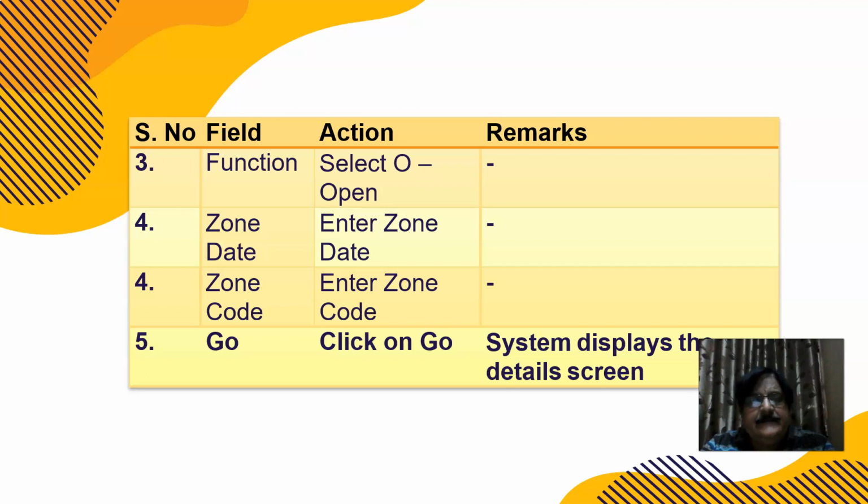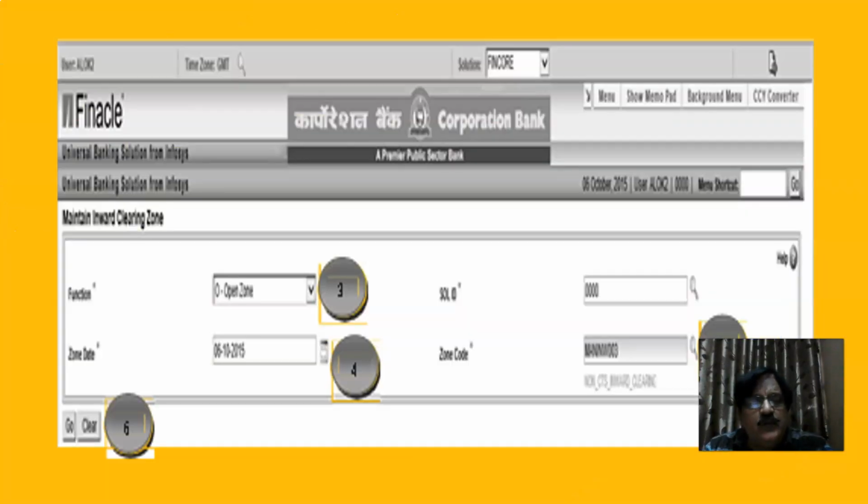data center, right? So function O, open the zone, enter the zone date, you can do control X for the zone, then the zone code will appear automatically, right? Then again click on go, and the system displays the details screen. You get this open zone, date, sole ID and zone code populated as generated by the system.